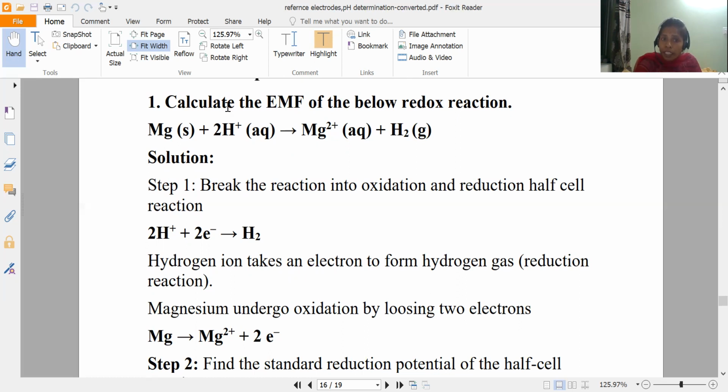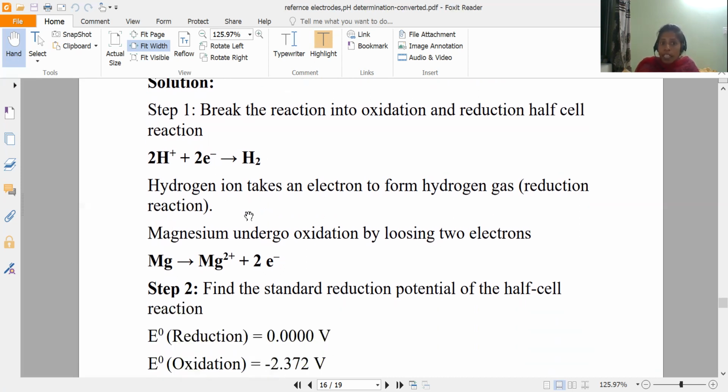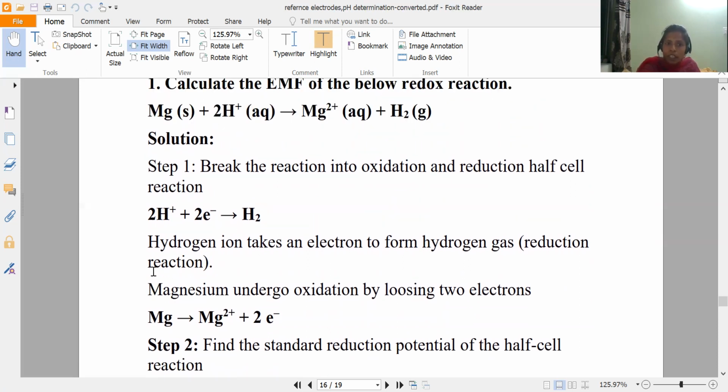And how to write the reduction reaction? 2H+ converts to H2. But how many H+ ions are there? 2 H+ ions are there. If we have 1 H+, only 1 electron is needed. If we have 2 H+, we need to add 2 electrons to get H2. So here I have written the reverse. So let's see, 2H+ plus 2 electrons giving rise to H2. This is called the reduction reaction because electrons are gained here. And let us write the other reaction also here: Mg giving rise to Mg2+ plus 2 electrons.